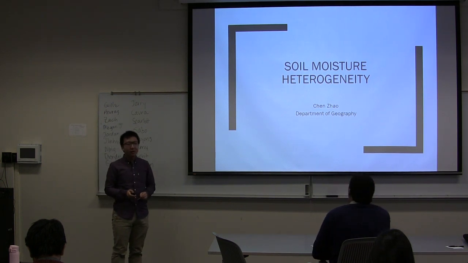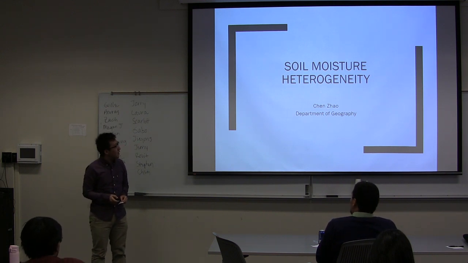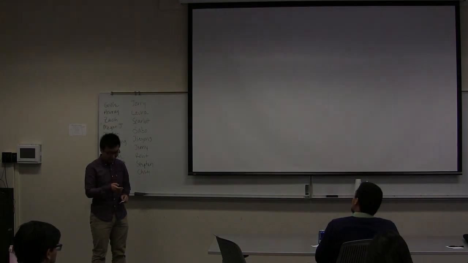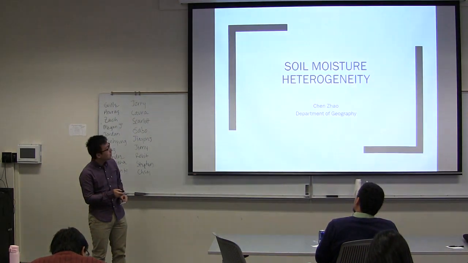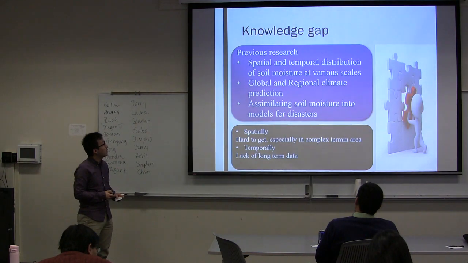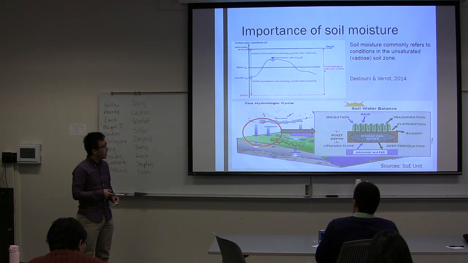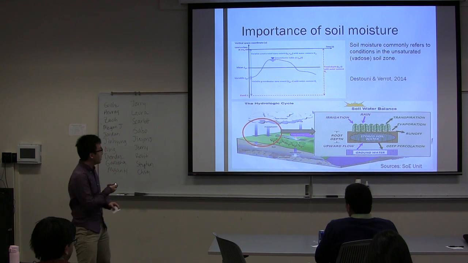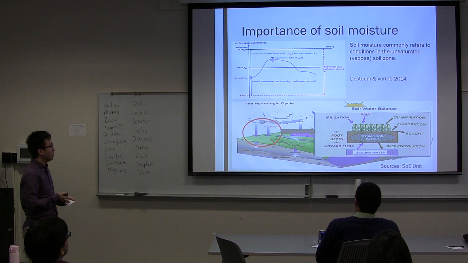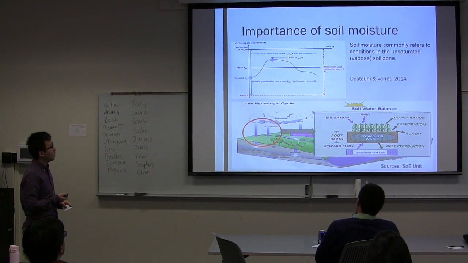Good morning, everyone. Today I'm going to talk about my research topic, soil moisture heterogeneity, as Ning has. I have a similar topic with Ning, and it's kind of different a little bit. Firstly, what is soil moisture, as we can see here? Soil moisture is a key part in the hydrological cycle. I'm most focusing on this area, from precipitation processes to the infiltration and to the runoff generation processes. Soil moisture is the water stored in the soil, absolutely.